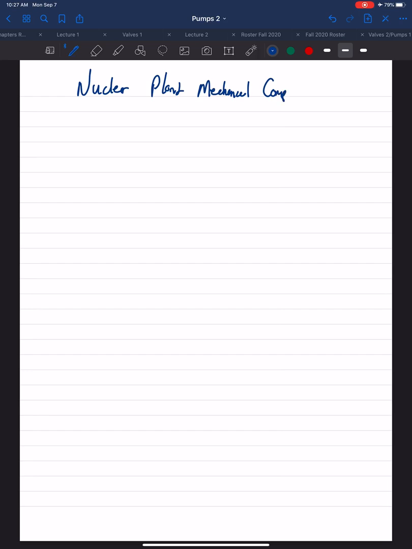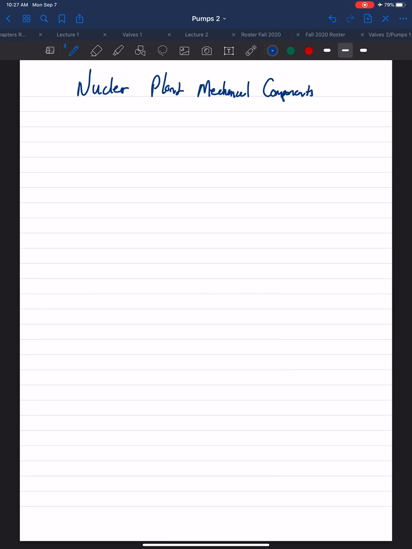Good morning. This is nuclear plant mechanical components. So we will pick up where we left off with pumps.